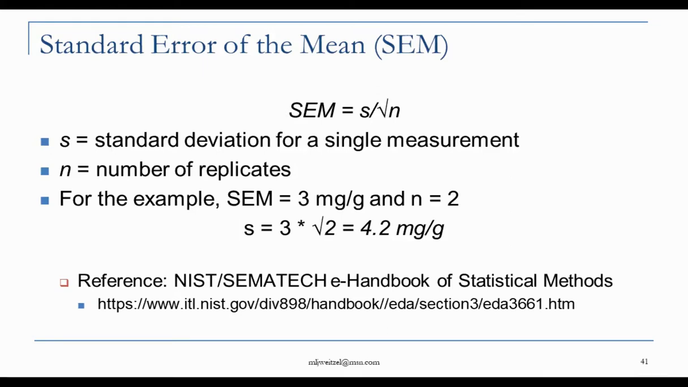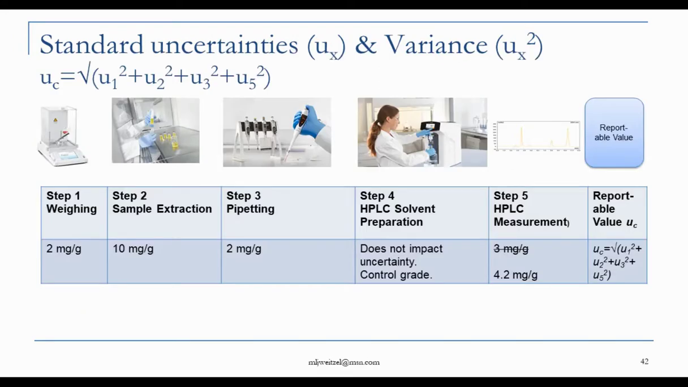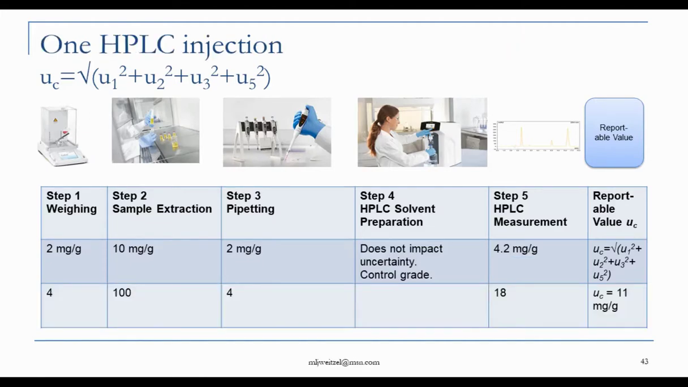So for our example, the standard error of the mean is 3, and there's 2 replicates. So the standard deviation for doing one replicate, one injection, is 3 times the square root of 2, which is 4.2 milligrams per gram. And I've given you a reference for that in the NIST handbook. Well, here we have it. Here's our method. We're only doing one injection, so now our uncertainty from the measurement is 4.2 milligrams per gram.